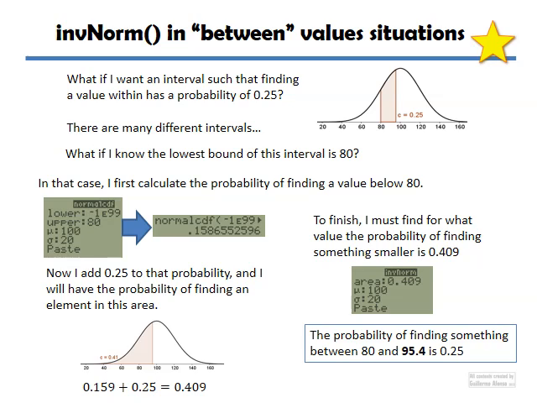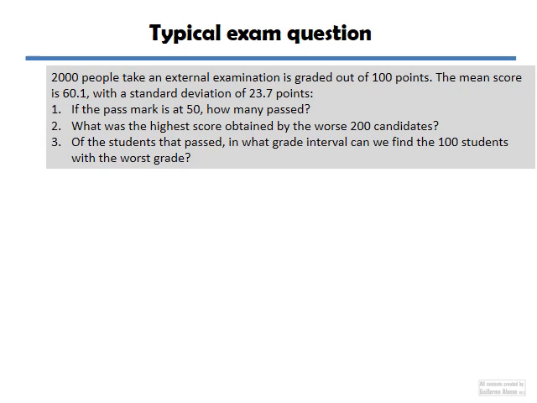Now, let's do an exercise to practice, and that's it for the normal distribution. Here's the question. There are 2,000 people taking an external examination graded out of 100 points. The mean score is 60.1, and the standard deviation is 23.7. So first question, the pass mark is 50. How many people passed? Well, I'm just going to calculate the probability that one person got more than 50.